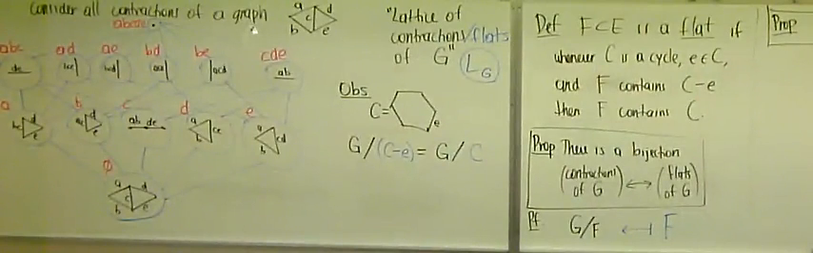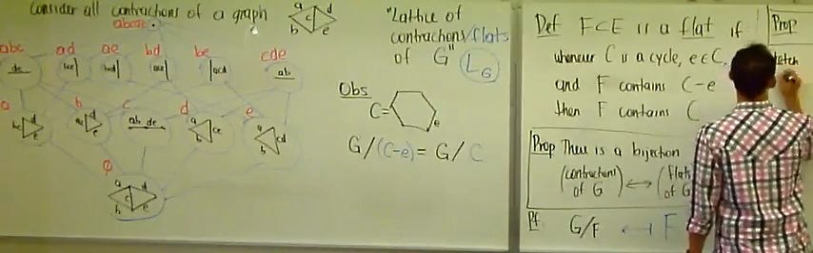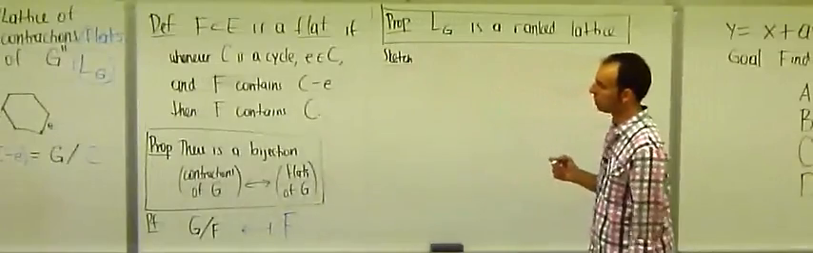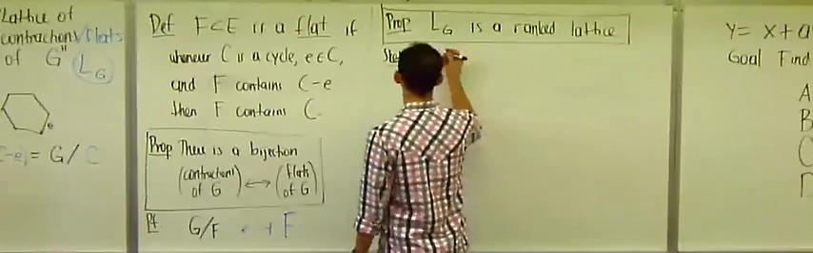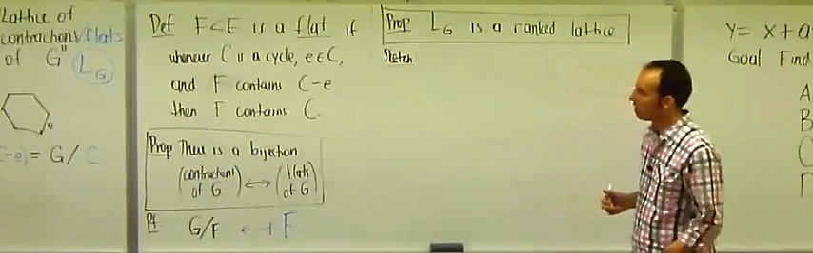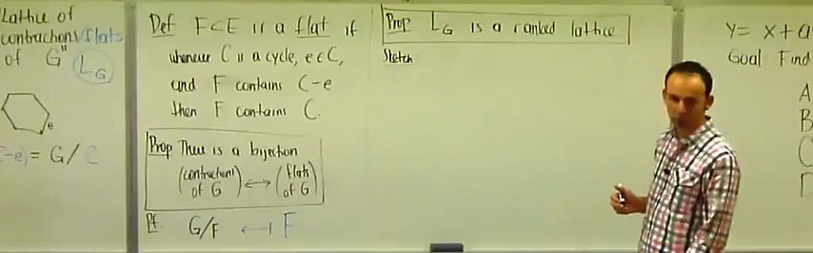Okay, this is a ranked lattice. So I'm claiming two things. It's ranked and it is a lattice. So let me just sketch a proof. To check that it's a lattice, I need a join and a meet. Okay. Now, can you see what either the join or the meet is?